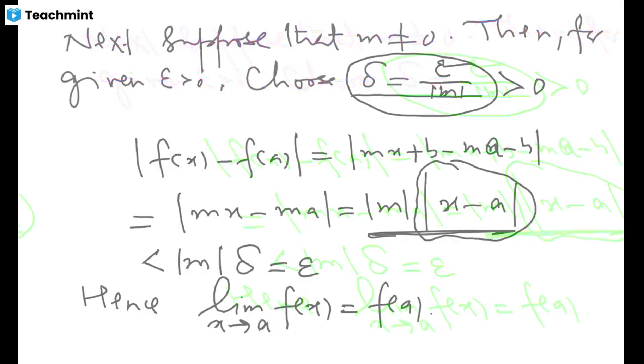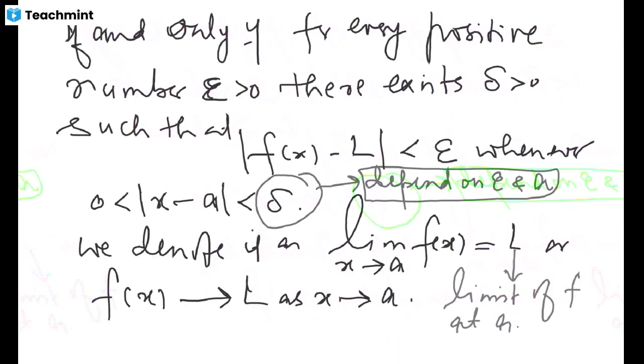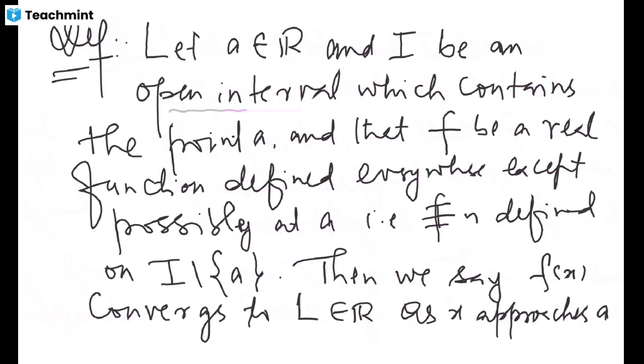Let us consider now an example where the limit of the function doesn't exist. So first recall this thing. Let me go to the definition. The definition says that you have an interval containing the point a at which we want to find the limit of the function, and this is an open interval.